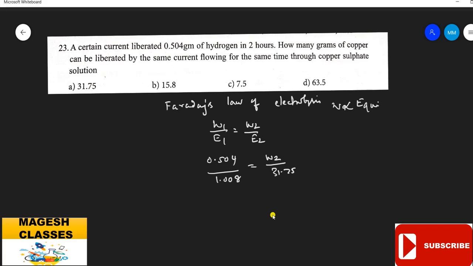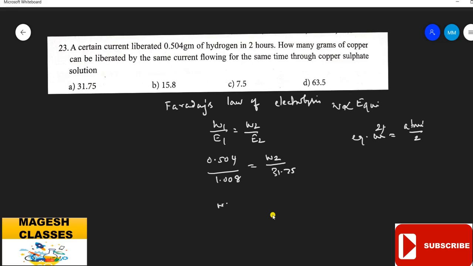How is it calculated? The equivalent mass of the copper is equal to its atomic weight divided by valency, that is 2. Copper sulfate is copper 2 plus. So atomic weight is divided by the valency. So atomic weight is 63.5 divided by 2. By cancelling you get the W2.